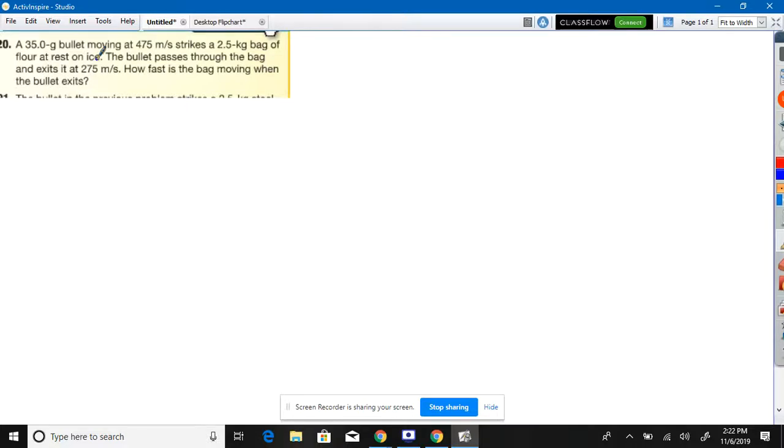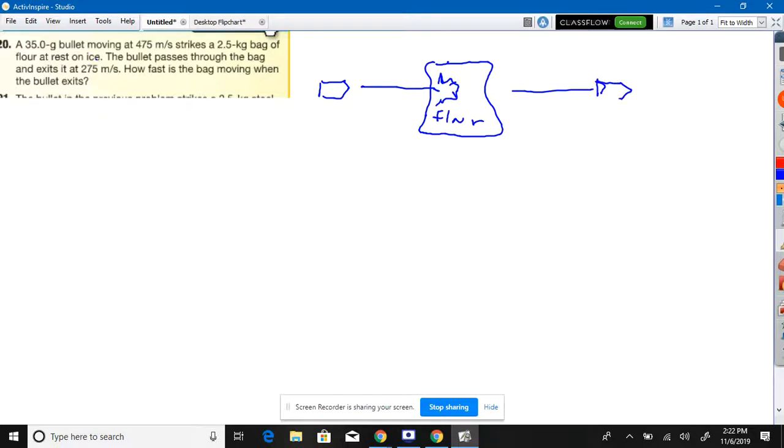Okay, no problem. A bullet's moving at 475 meters per second. Draw a bullet. Strikes a 2.5 kilogram bag of flour. Draw a bag of flour. Write the word flour on it. The bullet goes right through it and then out the other side. Did they stick together? They did not stick together. So this is what type of collision? Elastic. Even though it went this way, it's still considered bounced off.